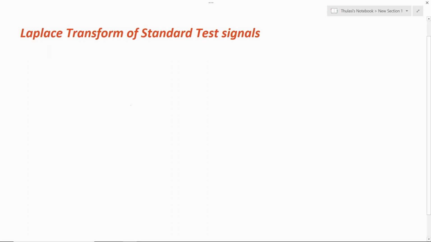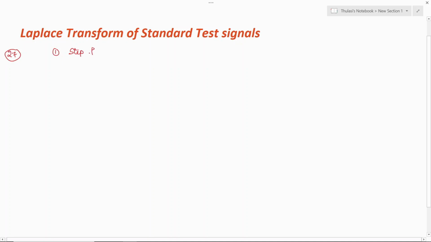Today we are going to discuss lecture 27, that is Laplace transforms of standard test signals. Okay, so here the standard test signals are given. Let us try to discuss what the standard test signals are. The first test signal is the step function.